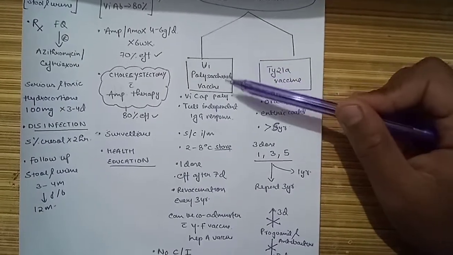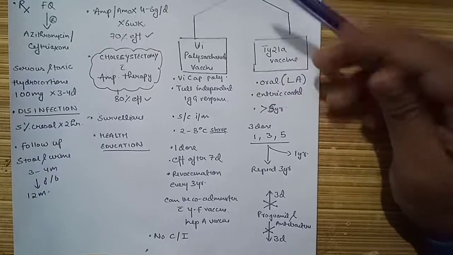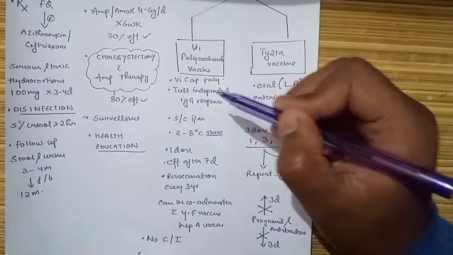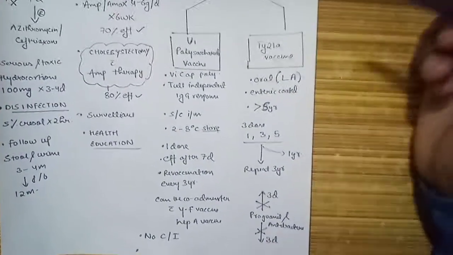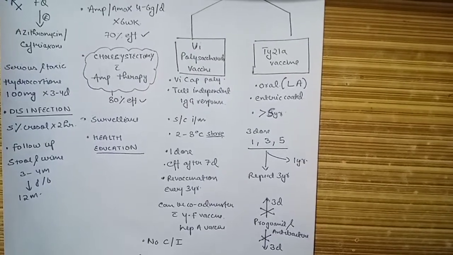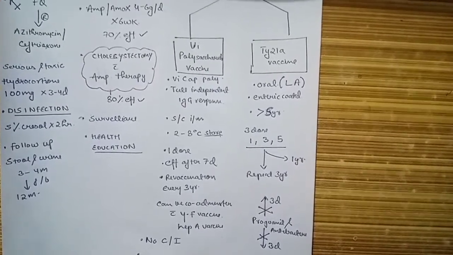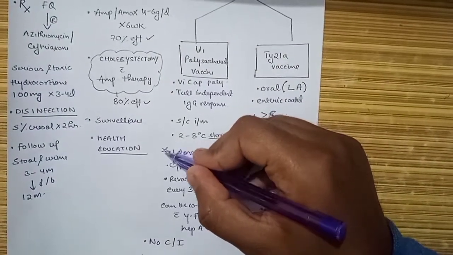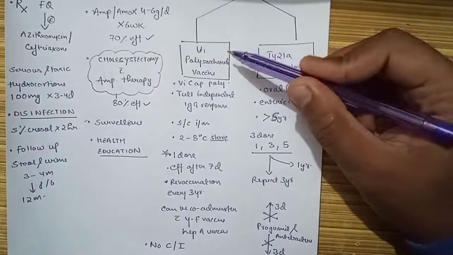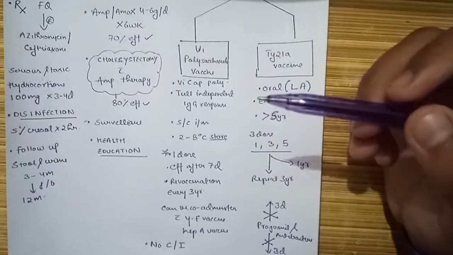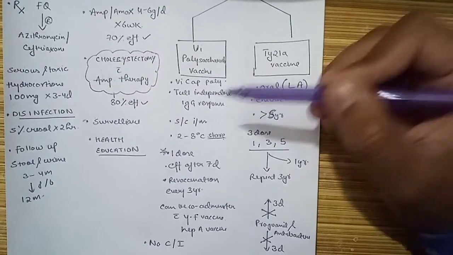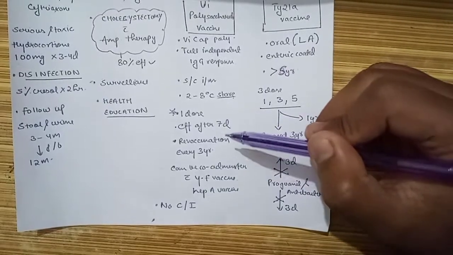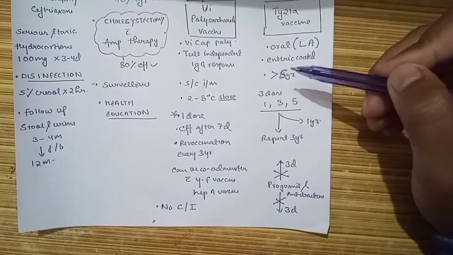Talking about the first vaccine, the Vi polysaccharide vaccine, we need to remember that it is a T cell independent IgG response. Since it is T cell independent, if you increase further doses, there is going to be no benefit of giving more than one dose. So the important point is we have to give just one dose of this vaccine, either subcutaneously or intramuscularly, and it is to be stored at 2 to 8 degrees Celsius. We have to have revaccination every 3 years to maintain the level of antibodies.